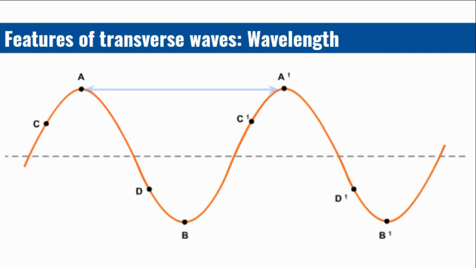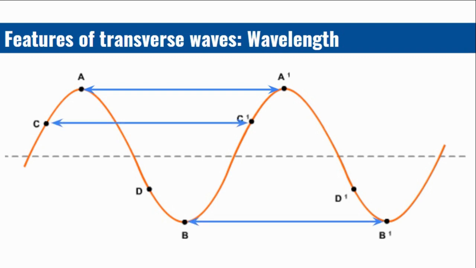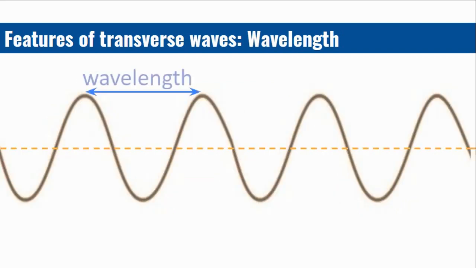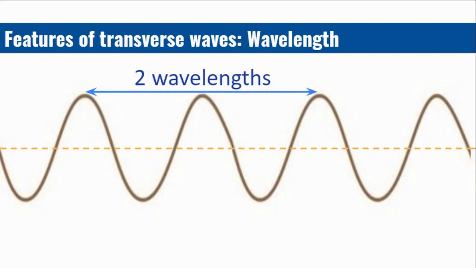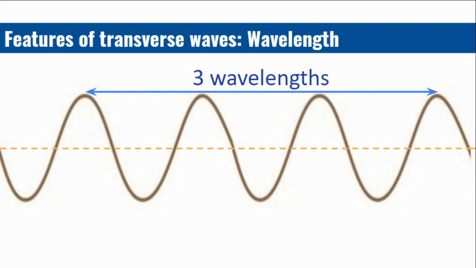So that could be 2 points that are at a crest, or 2 points that are at a trough, any 2 points on a wave as long as they are in phase. But measuring from crest to crest is much easier, so let's just stick with that. So that's one wavelength, this is 2 wavelengths, and this is 3 wavelengths.